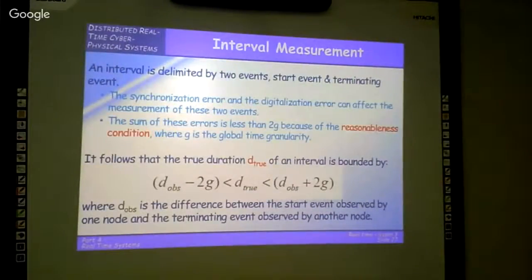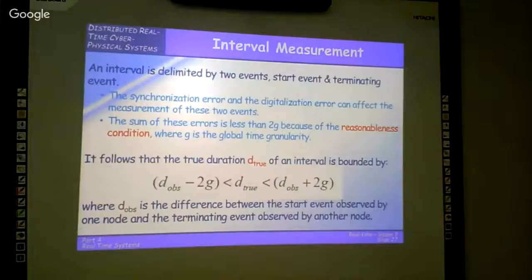But with this kind of abstraction, I can easily measure distributed duration. Because, again, what is a distributed duration? It's an interval of time which is delimited by 2 events, a start and a terminating event, which can happen in any part of my system. Synchronization and digitalization errors affect the measurement. We said that the sum of these errors is less than 2G because we have a reasonable condition.